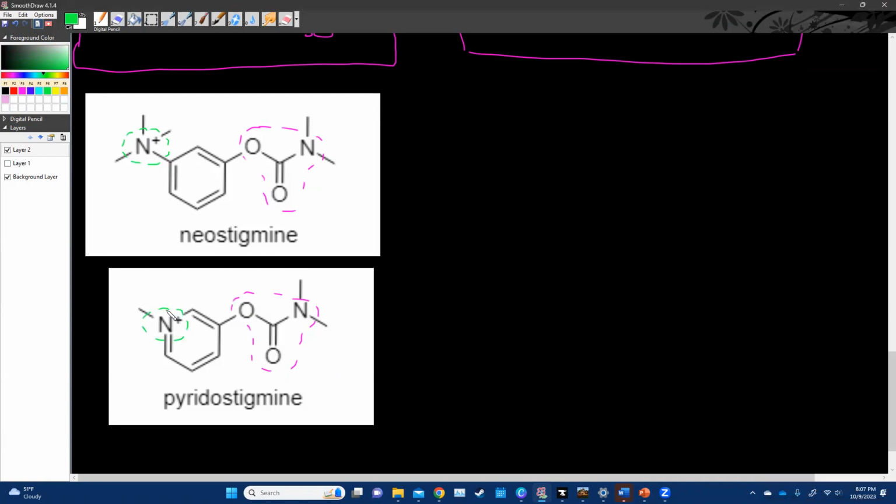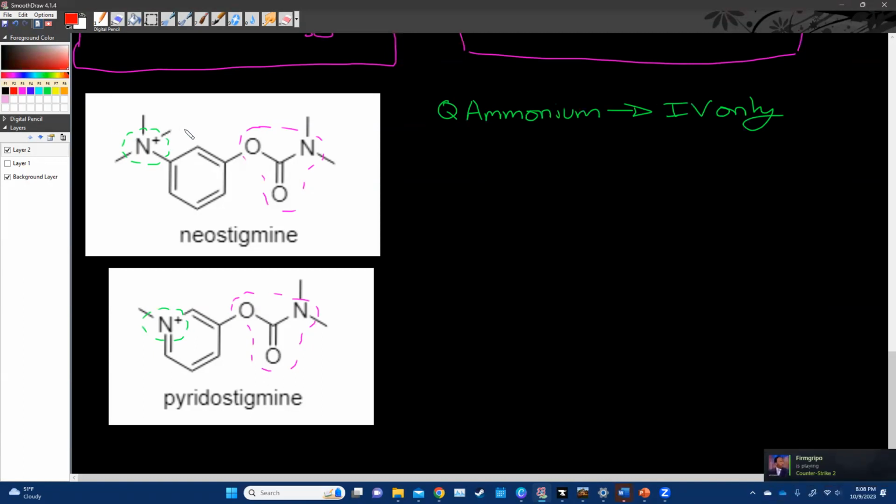So are you going to be able to administer this as a tablet? No. Which is why pyridostigmine and neostigmine are IV only. So you have your quaternary ammonium, IV only, purely because they do not get absorbed. But what we have going on in neostigmine is a different functional group.